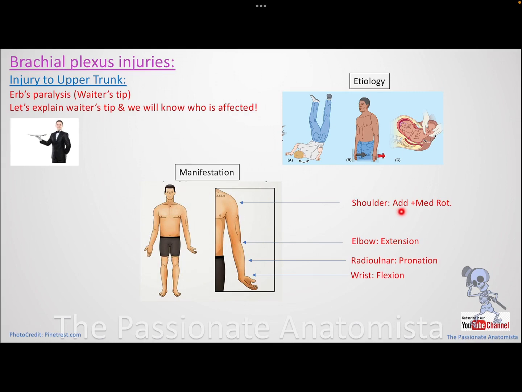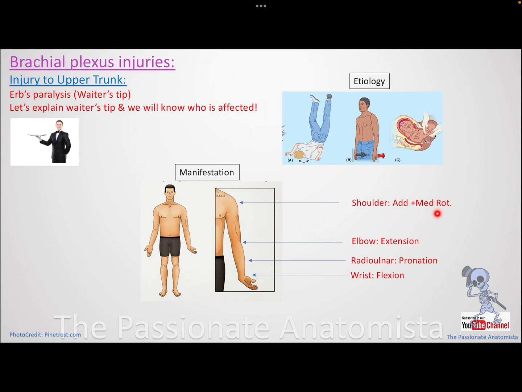Remember from the previous videos, you have the supraspinatus that initiates the abduction, which is the start of the abduction in the first 15 to 30 degrees. And then you have the deltoid that takes your arm all the way up. So because your arm now is adducted and medially rotated, you don't have abduction, which means that you have a problem with the supraspinatus and deltoid.